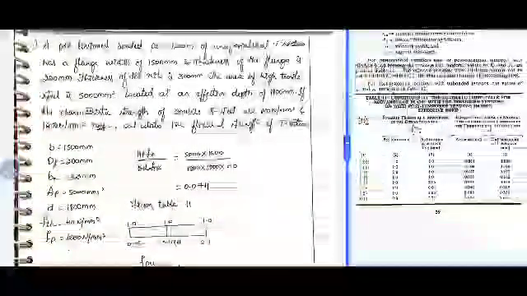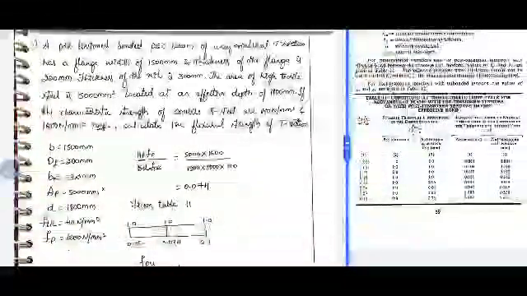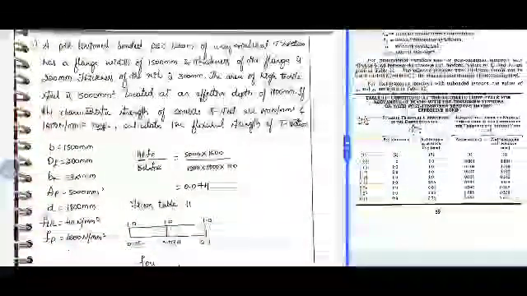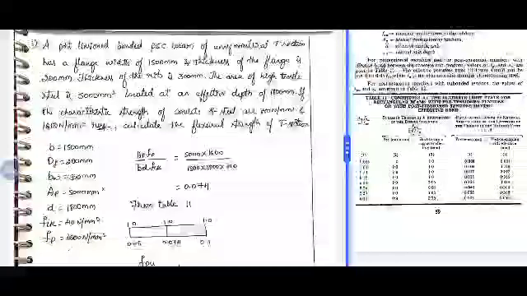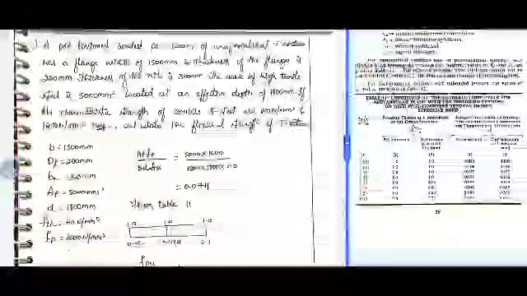The area of high tensile steel is 5000 mm square, located at an effective depth of 1800 mm. If the characteristic strength of the concrete and steel are 40 Newton per mm square and 1600 Newton per mm square respectively, calculate the flexural strength of T section. So here it is T section, and it is post tension bonded section. So it means bonded flanged section, that is case 2.